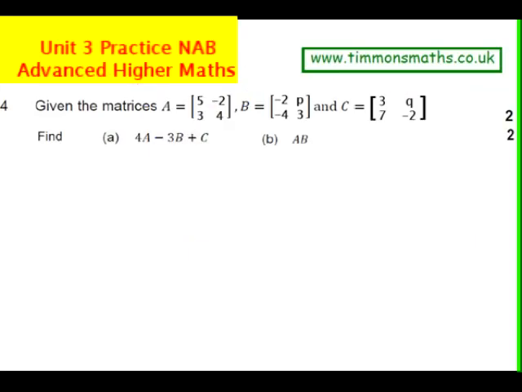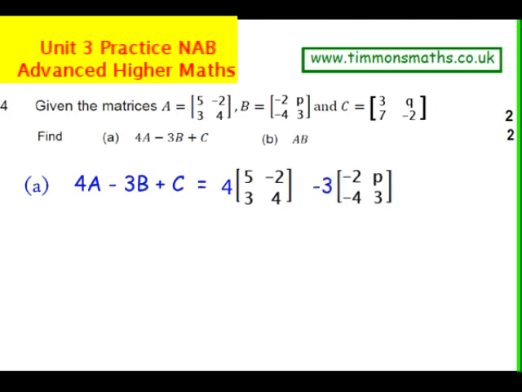We've got three matrices A, B and C. Part A, we're asked to work out 4A minus 3B plus C. So that's 4 times the matrix A, 5, negative 2, 3, 4, minus 3 times the matrix B, minus 3 times minus 2, p, minus 4, 3, plus the matrix C, plus 3, q, 7, negative 2. First entry will be 4 5s are 20, minus 3 times minus 2 is plus 6, so that's 26, then plus 3, so the first entry is 29.